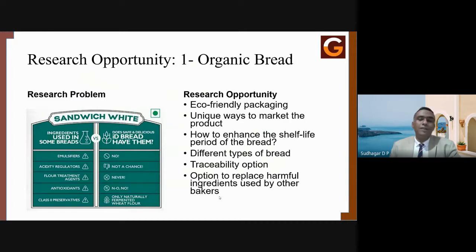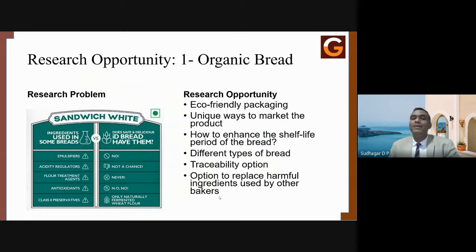Is it the end of it? Is it the end of research with regard to the product which came out from ID Fresh? No. What are the other research opportunities which are available for you? You can come out with eco-friendly packing. Most of the packing used in today's market is made of plastic, and these plastics are considered to be very, very harmful. And sometimes the plastic odor gets mixed with the food products. So is it possible for you to come out with eco-friendly packing?